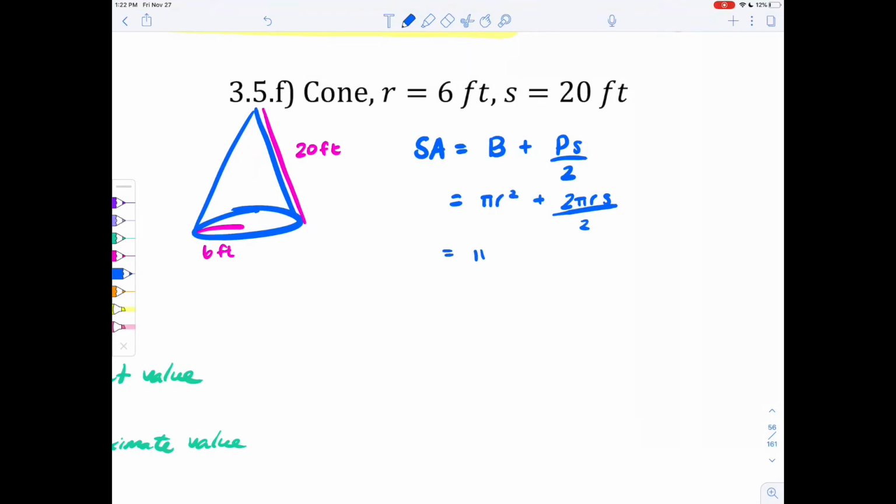This was one of the formulas that we did on the previous page together, and we noticed that in that second term, our 2's canceled out at the top and the bottom, leaving us just with pi r s.